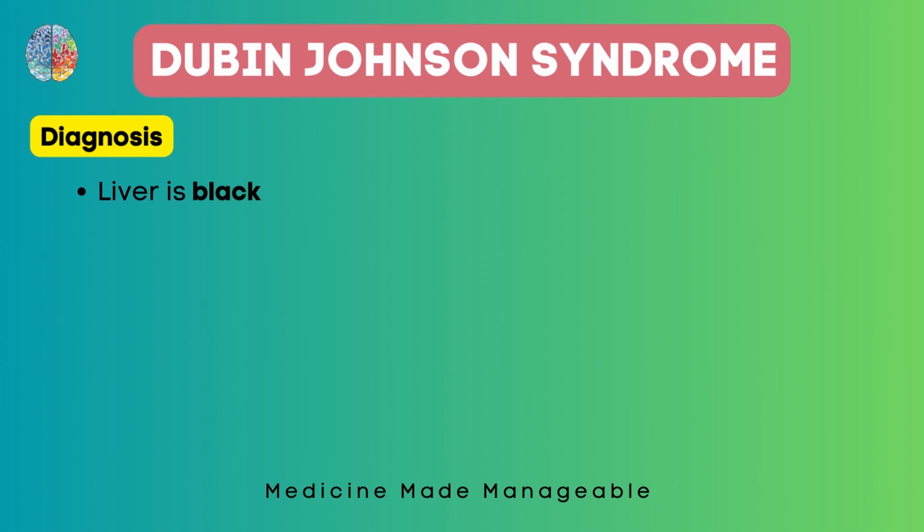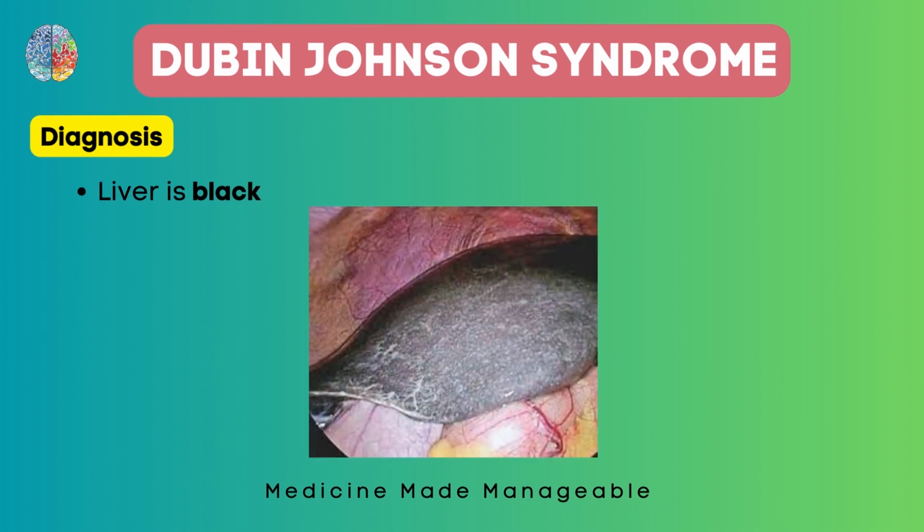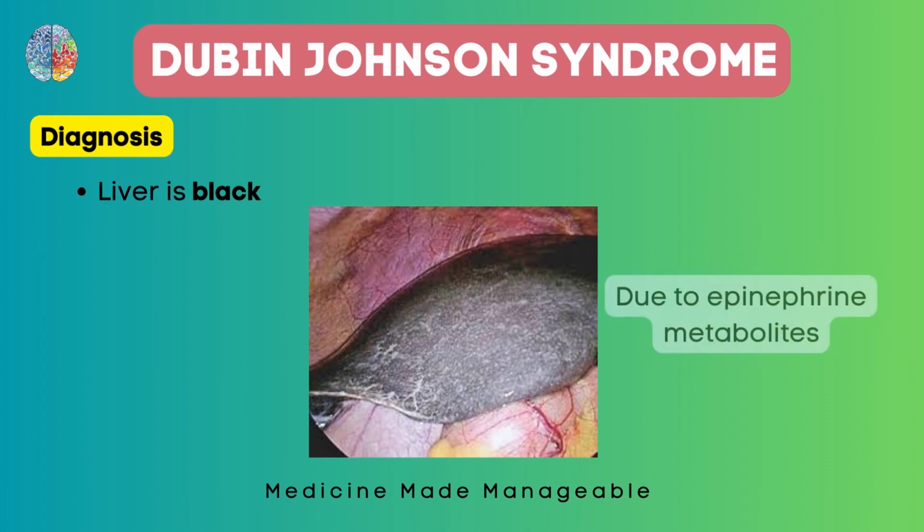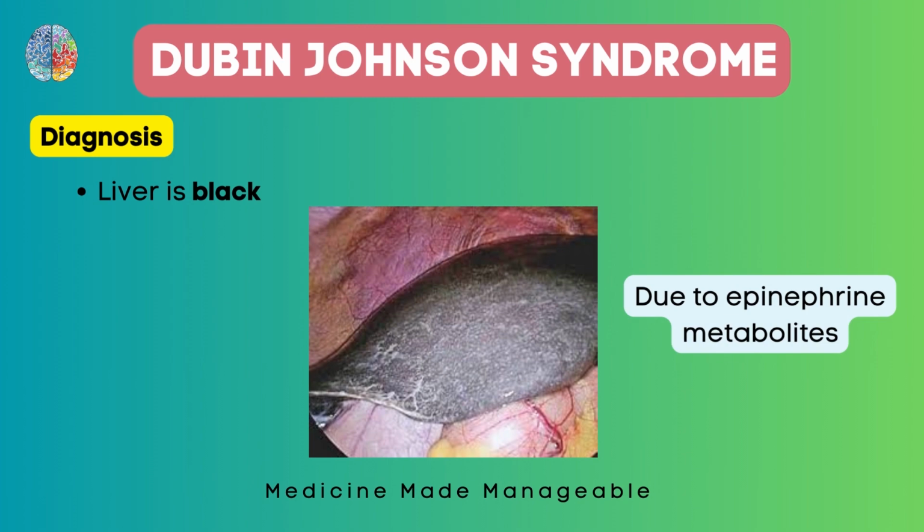Finally, if we look at the liver, it will be black in color. You can see in this picture, it is very black. And Dubin-Johnson syndrome is one of the very few conditions where this is seen. A question can be asked, why is the black color of the liver seen here? It is seen due to epinephrine metabolites being accumulated. Pay attention that it is not the conjugated bilirubin which is giving the black color to this liver.